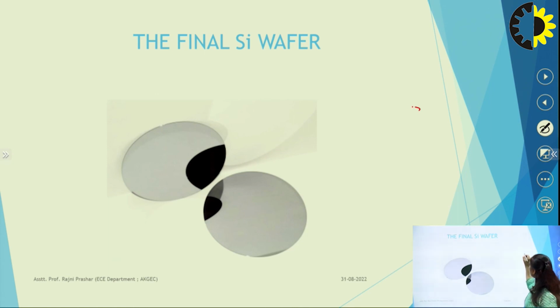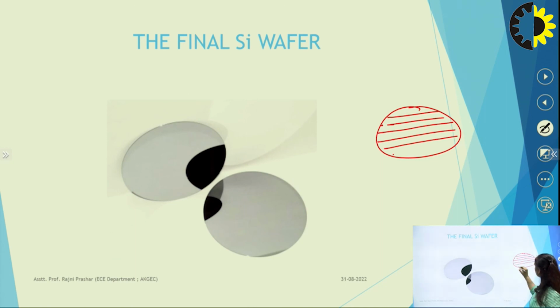This wafer is finally sliced into rectangles, and they are cut into smaller sizes, and on each square one IC can be fabricated. Okay, so this is all about the first unit.